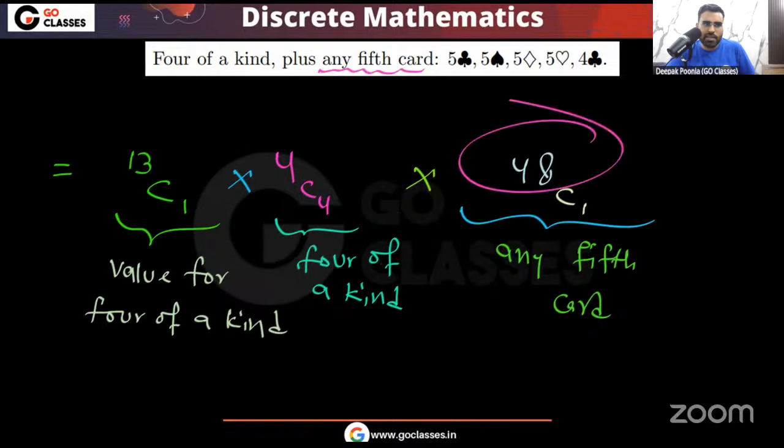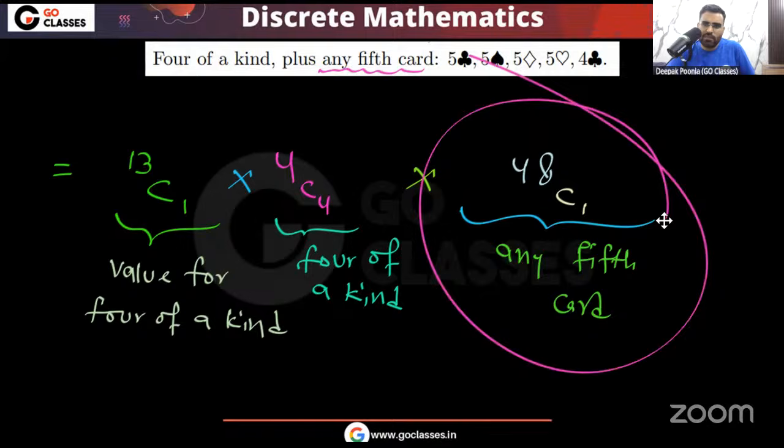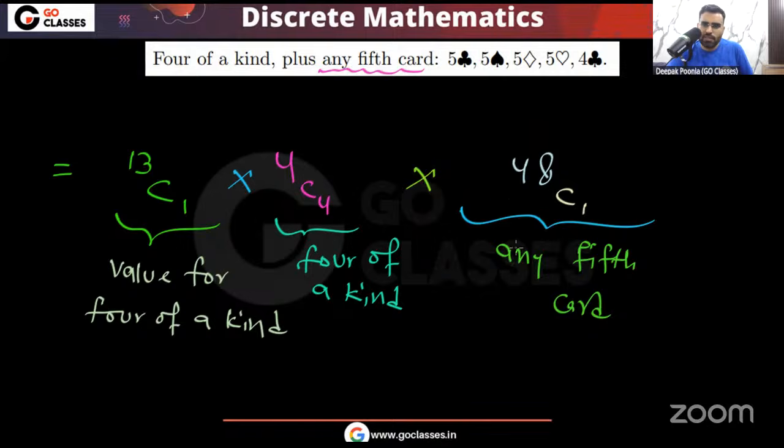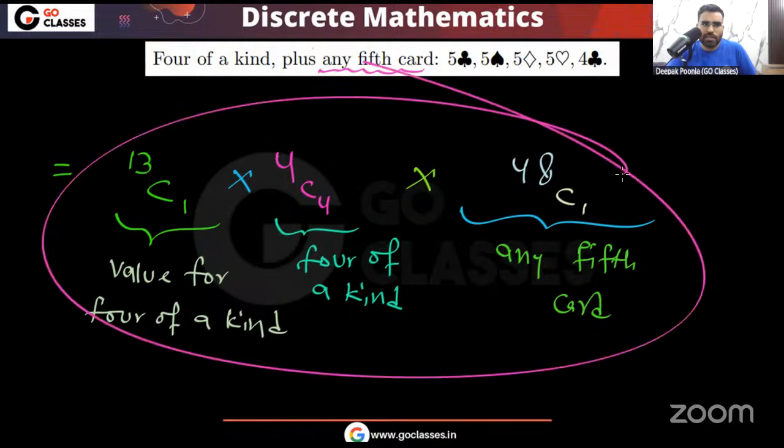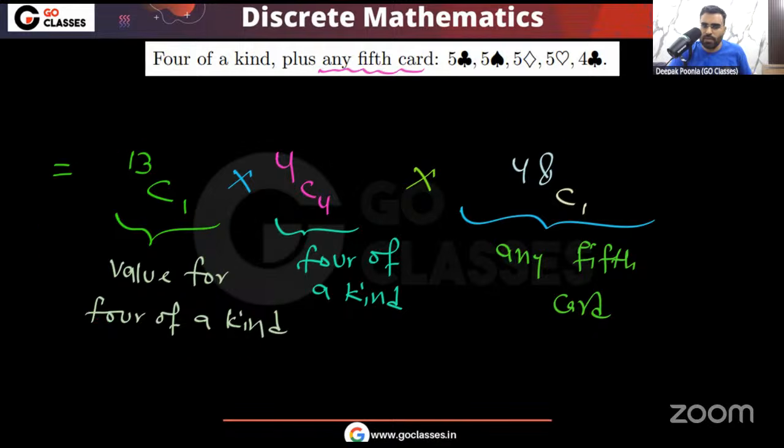So the remaining cards are 48. Already 4 cards I have chosen. So the remaining cards are 48. From them, any fifth card means any one card I can choose, that will be my fifth card. So you can see 48 ways are there. This is your final answer. I hope you understood.